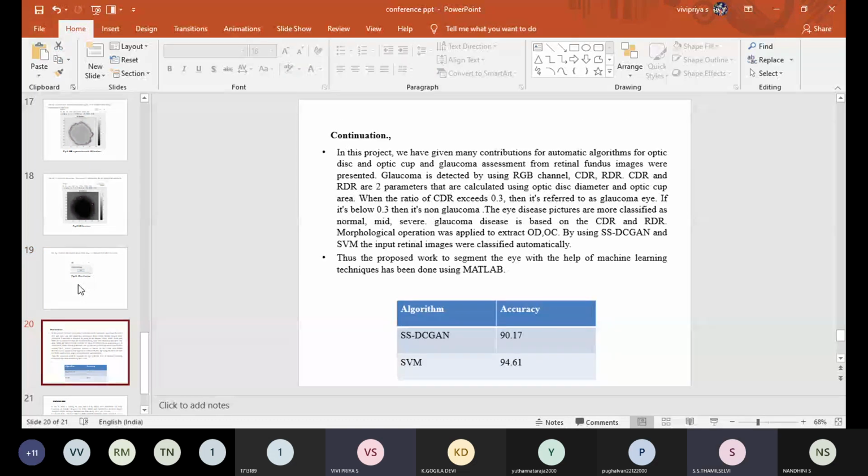In this, we have made many contributions to this algorithm to detect optic disc, optic cup, and glaucoma assessment from the given input image. When the ratio of the CDR exceeds 0.3, then it is referred to as a glaucoma eye. When it's below 0.3, then it's non-glaucoma. This is the accuracy we have compared.